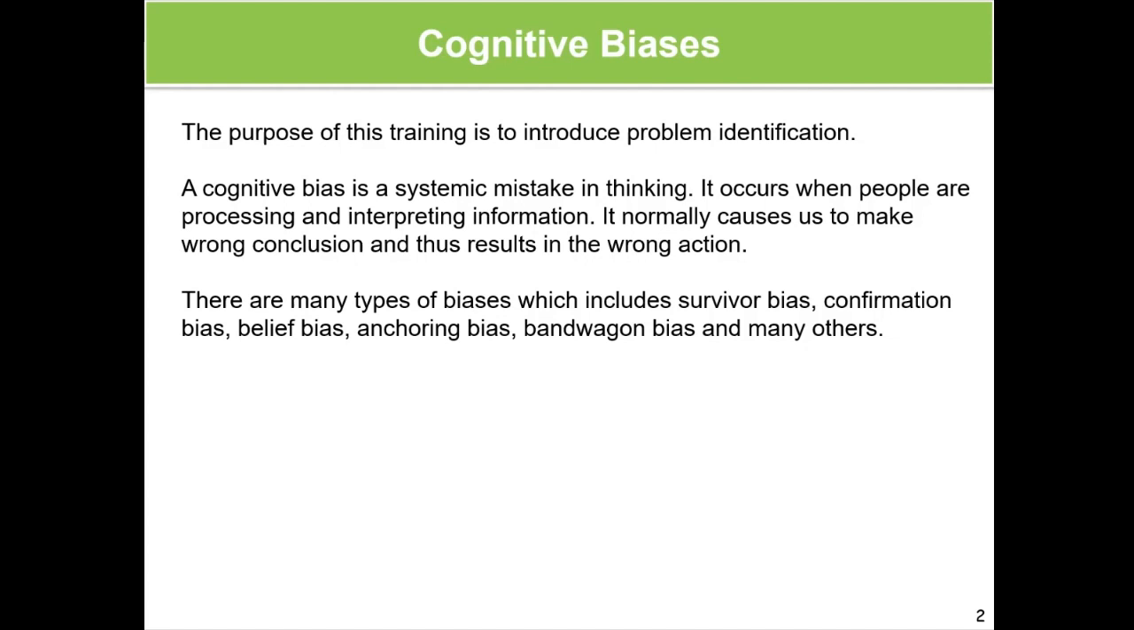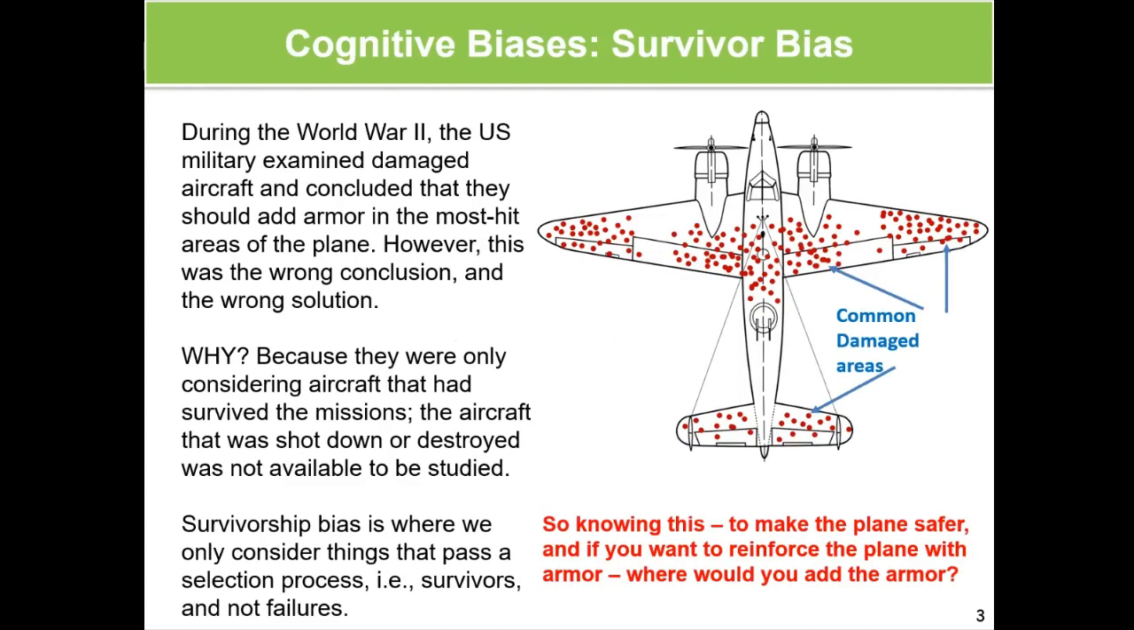So there are many types of biases. You've got things like survivor bias, confirmation bias, belief bias, anchoring bias, bandwagon bias, and so on and so forth. So you can go through all of this. You just need to go to Google or go to the internet and just type in biases, and you can read about all the different types of biases out there. So today we're only going to talk about two biases. I'm just going to talk a little bit about two biases.